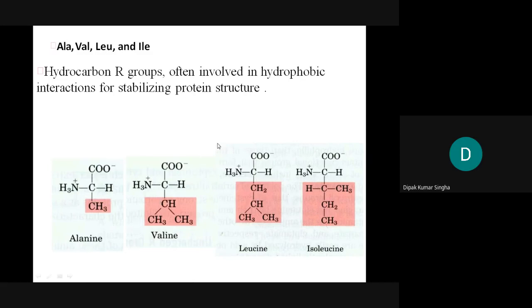The hydrocarbon R groups are involved in hydrophobic interactions, thus stabilizing the protein structure. Alanine, the side chain R is replaced by CH3. In valine, CH3, CH3. In leucine, CH2, CH3, CH, CH3. Then isoleucine.